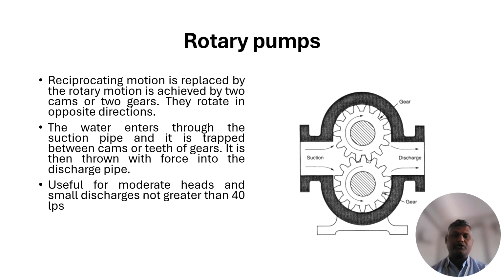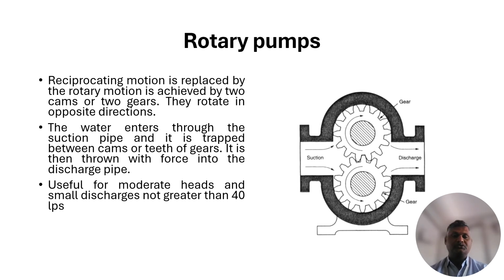The last one is called rotary pumps. Here the reciprocal motion is replaced by rotary motion. Two gears are attached in opposite directions as in the picture. Both rotate in opposite directions as per the direction of motion indicated. The left side indicates the suction pipe and the right side indicates the delivery pipe, that means the discharge pipe. When they rotate in opposite directions, they create a vacuum and pressure drop, so that water or any liquid can be sucked through the suction pipe and discharged in the discharge pipe. This is how rotary pumps work under the principle of rotary motion. It is achieved by two cams or gears, as mentioned in the picture, which rotate in opposite directions.